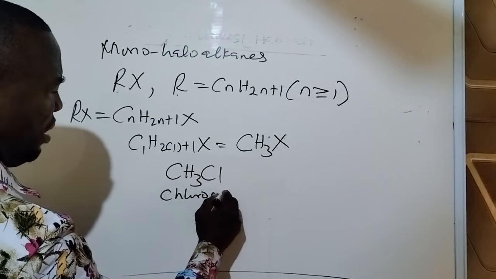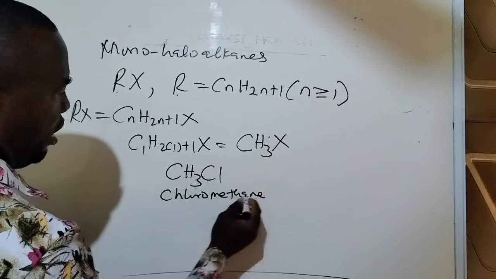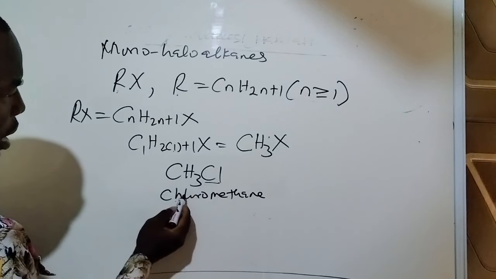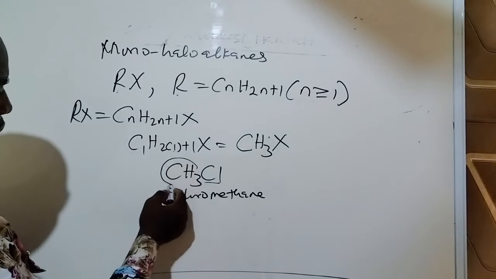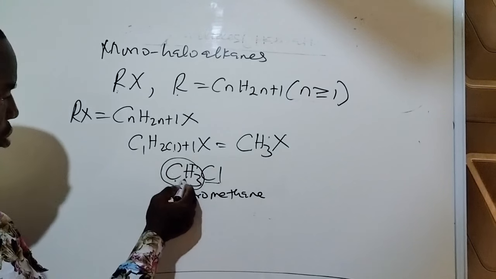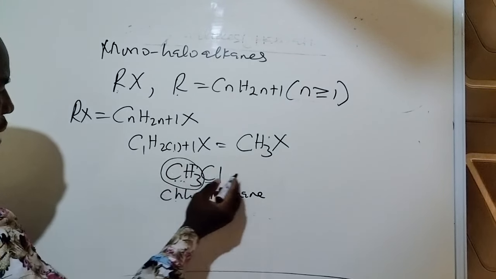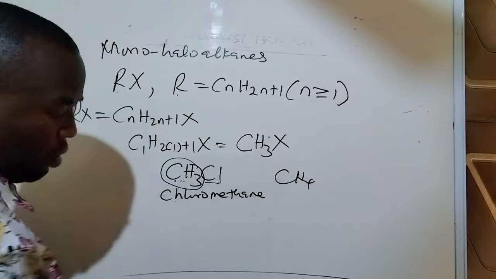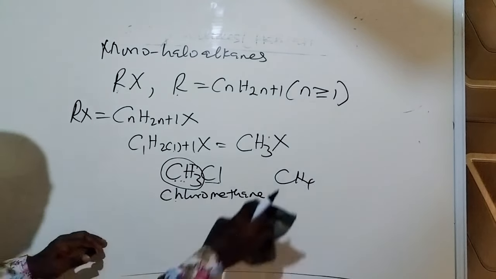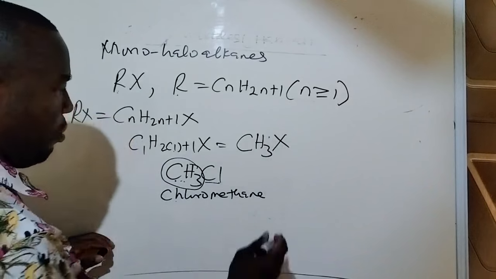chloromethane, taking the name of the halogen group, chloro, and then the name of the alkane. This is from the first alkane called methane, CH4. It is derived from methane, and I call it chloromethane. This is the IUPAC nomenclature.